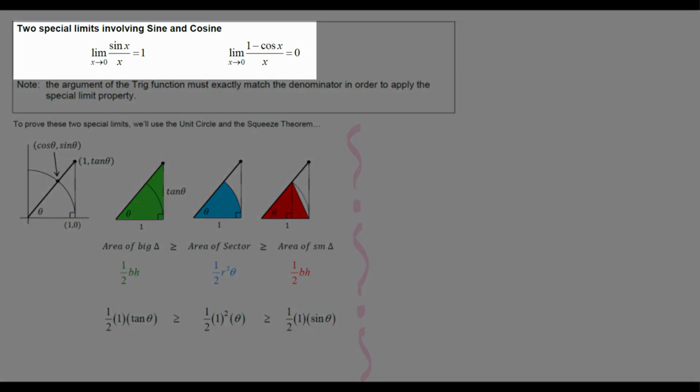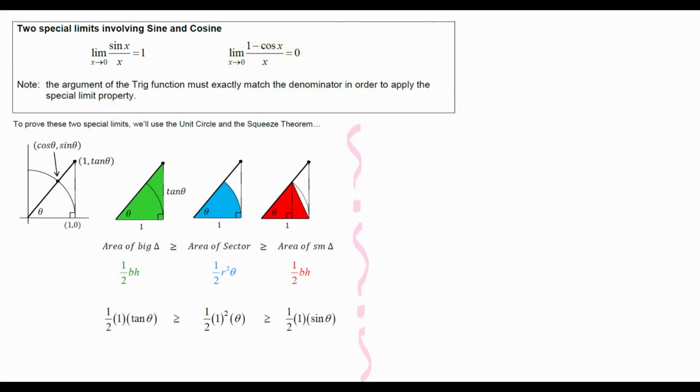Two special limits involving sine and cosine. The limit of sine x over x as x approaches 0 is equal to 1. The limit of (1 minus cosine x) over x as x approaches 0 is 0. These two special limits came from the use of the unit circle and the Squeeze theorem.